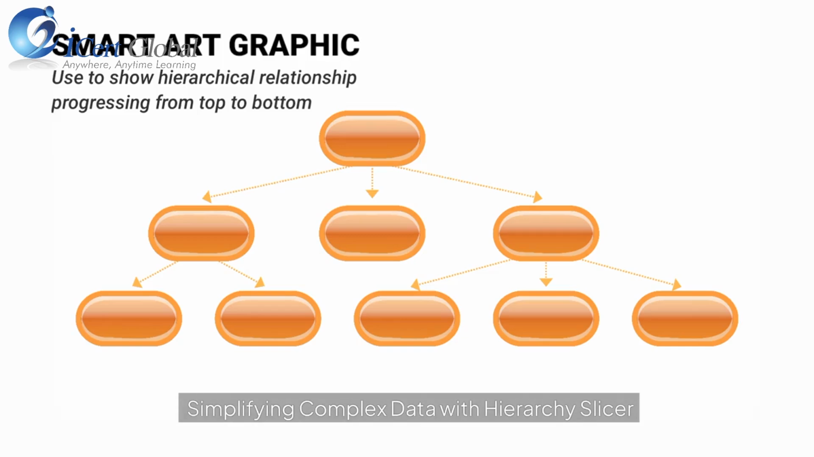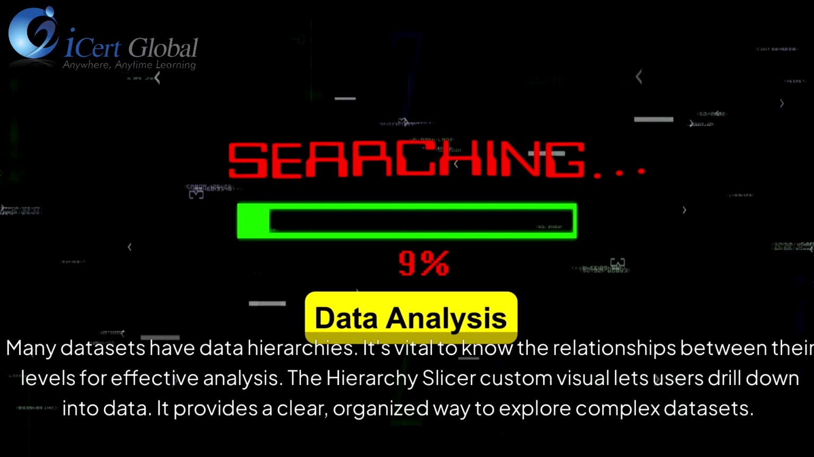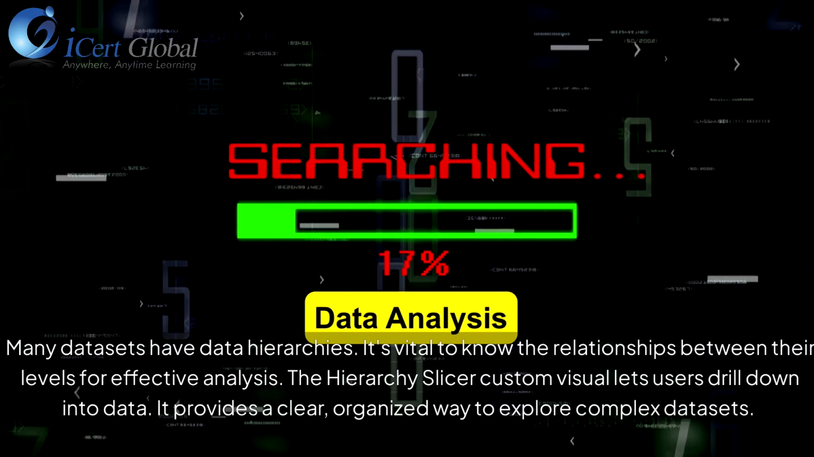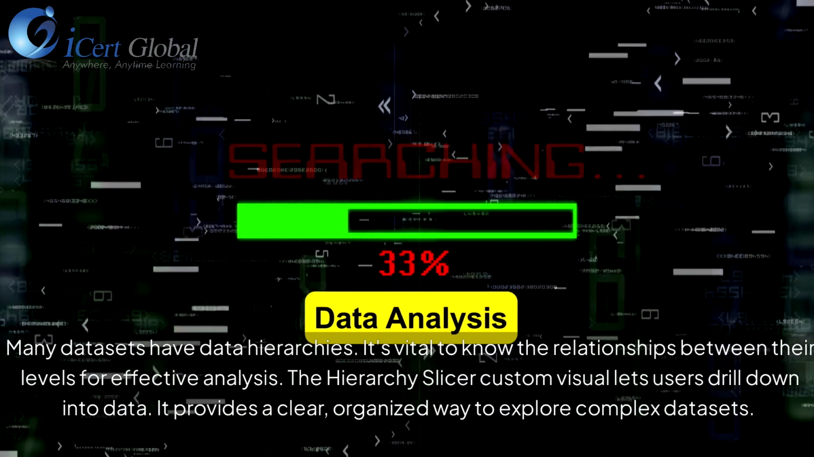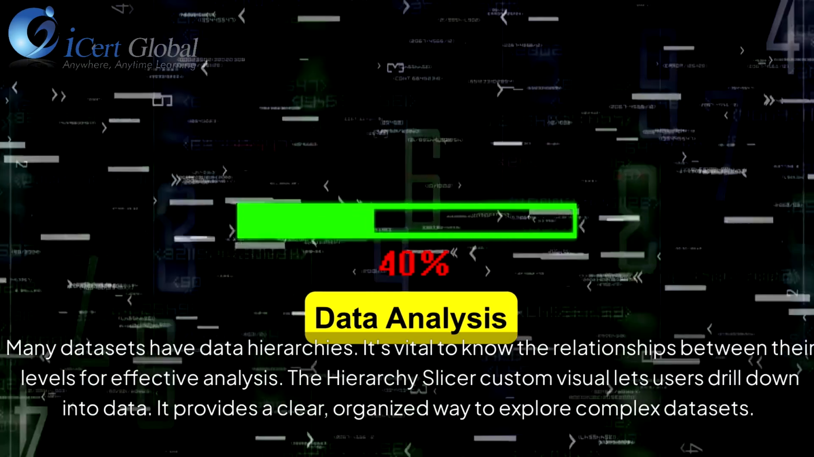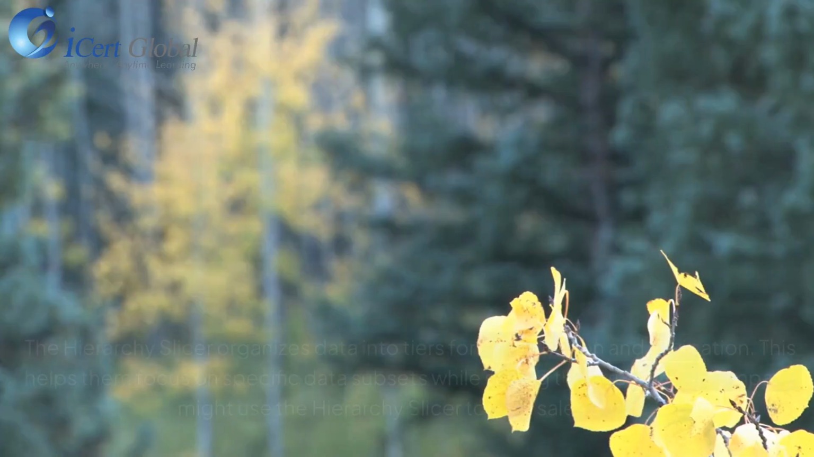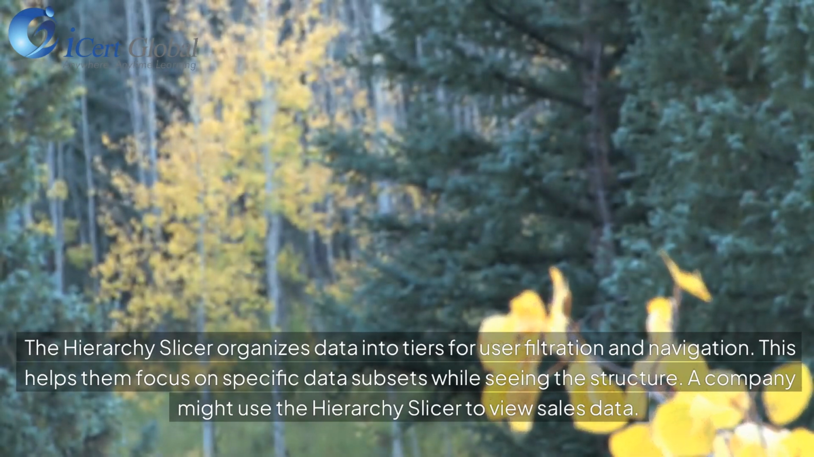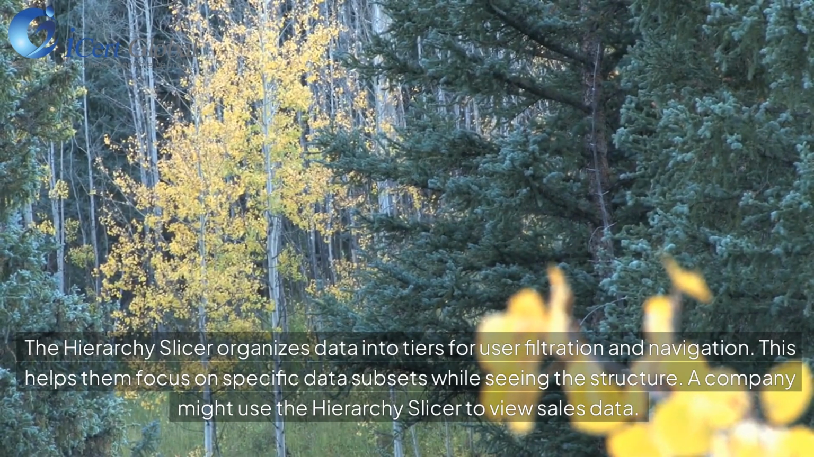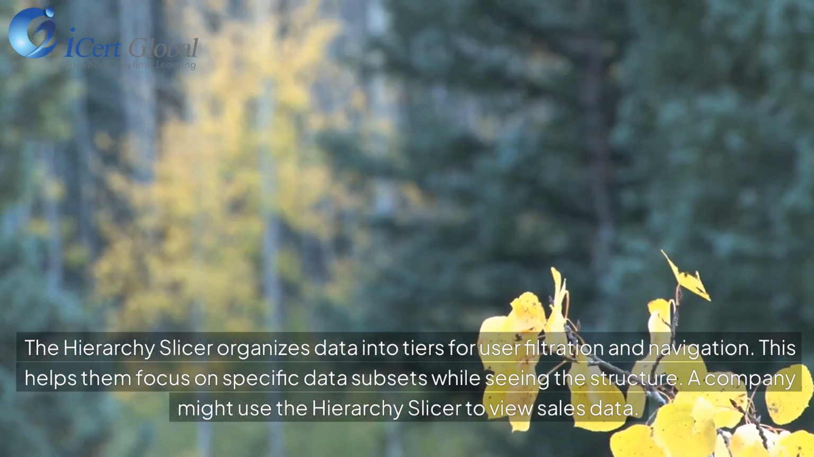Simplifying complex data with Hierarchy Slicer. Many datasets have data hierarchies. It's vital to know the relationships between their levels for effective analysis. The Hierarchy Slicer custom visual lets users drill down into data. It provides a clear, organized way to explore complex datasets. The Hierarchy Slicer organizes data into tiers for user filtration and navigation. This helps them focus on specific data subsets while seeing the structure. A company might use the Hierarchy Slicer to view sales data.